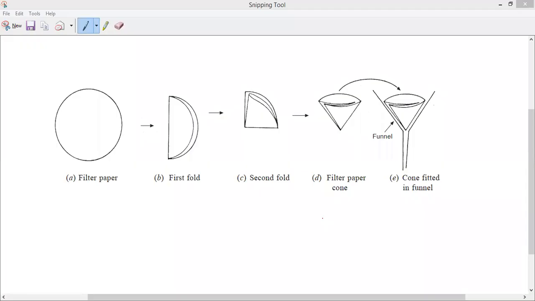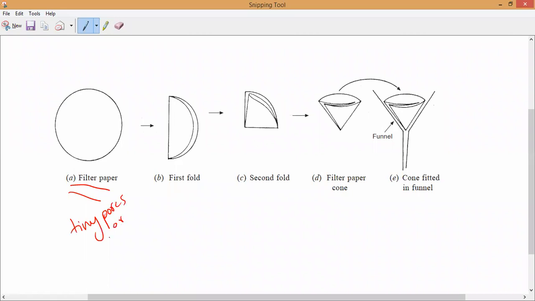If you go to our chemistry lab or physics lab, we have these circular filter papers. A filter paper is not a normal paper. It is a special paper which has millions of tiny pores or holes. Only liquid can pass through, and no solid particles can go through. We cannot see these holes with the naked eye, only through a microscope.